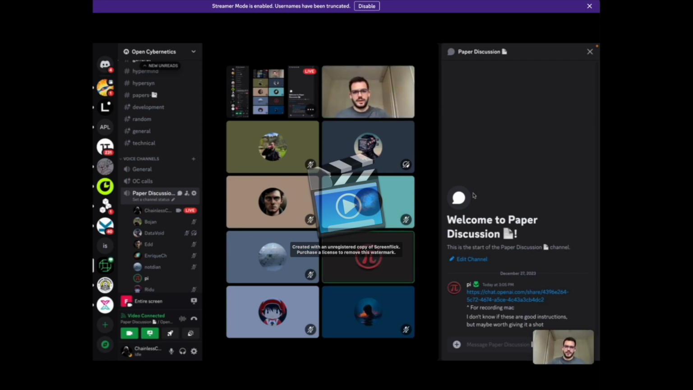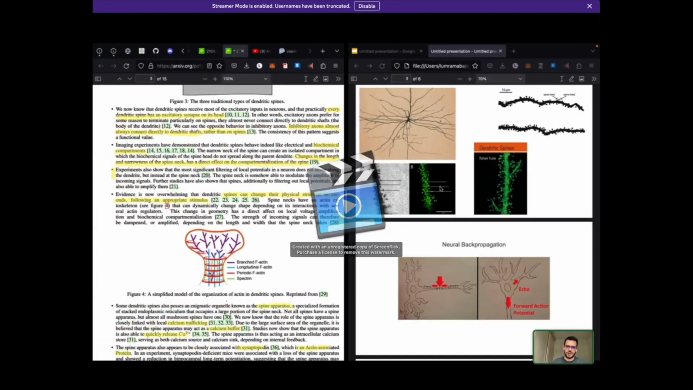Almost as if the excitatory neurons are embedded in this soup of inhibitory tissue. Yeah, gotcha. All right, cool.